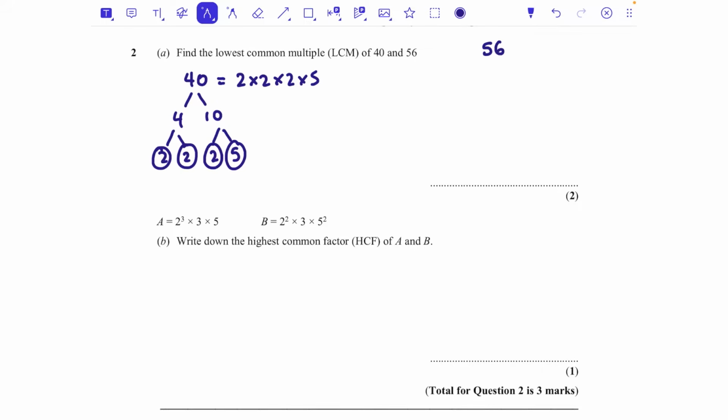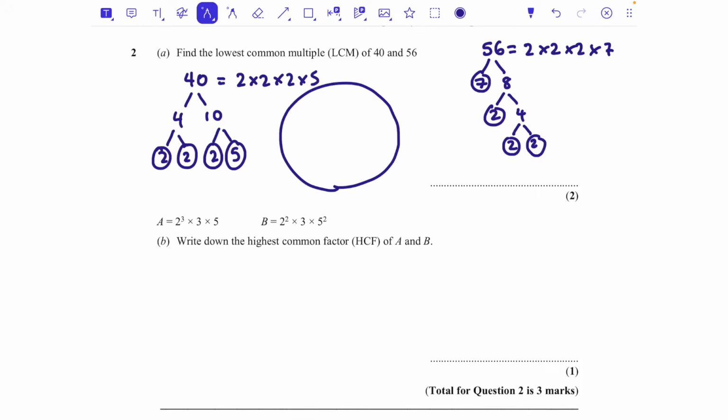And for 56, it is 7 times 8. And 8 is 2 times 4, and 4 is 2 times 2. You can also use the fact button on your calculator if you just want to get straight to that answer. And then we're going to put that in a Venn diagram. This circle is going to be for 56, and this circle is going to be for 40. So in the middle, I can put a 2 and a 2 and a 2, because they all have three 2s. And then I've got the 7 left over on this side, and the 5 left over on this side.